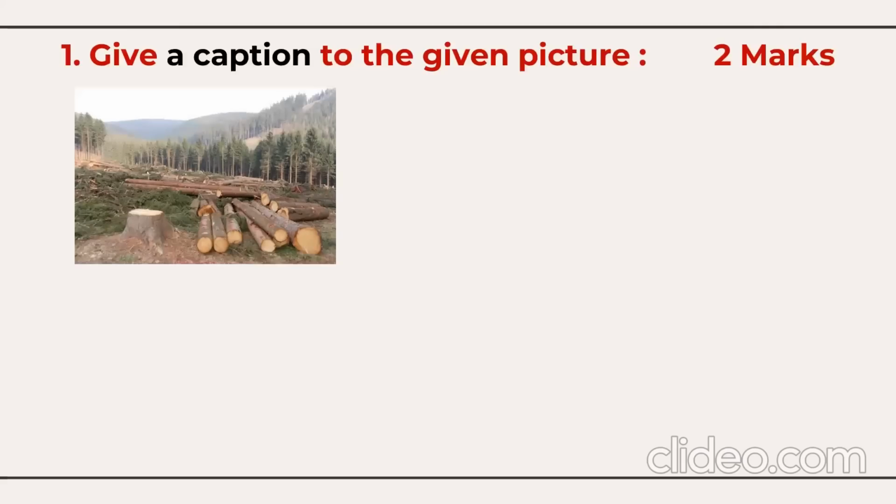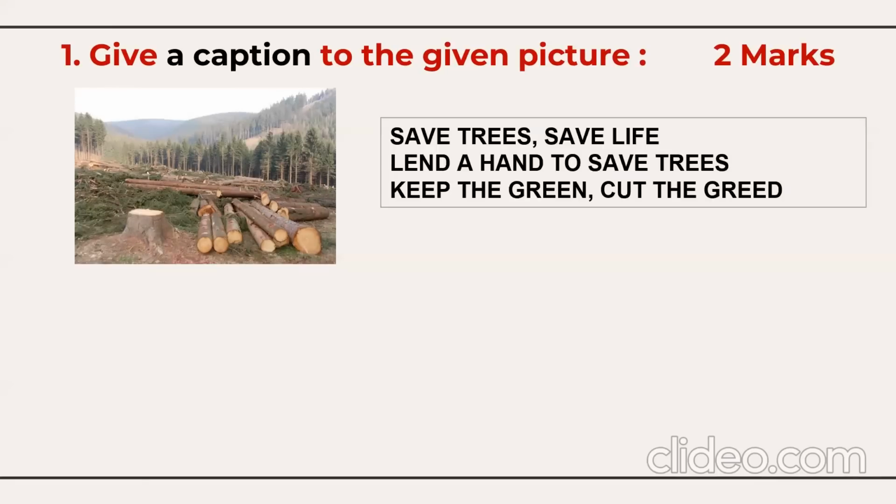So the very first question you'll be having here, give a caption to the given picture. So it's a sample picture. So one picture, one image will be on a question paper. You need to observe the image very carefully and you need to write about 3 or 4 captions about it. Captions means to say a kind of slogans, a kind of few titles. For example, if I see this picture, I prepare these 3 captions: save trees, save life, lend a hand to save trees, keep the green, cut the greed. So that's for the 2 marks, writing caption according to the picture.